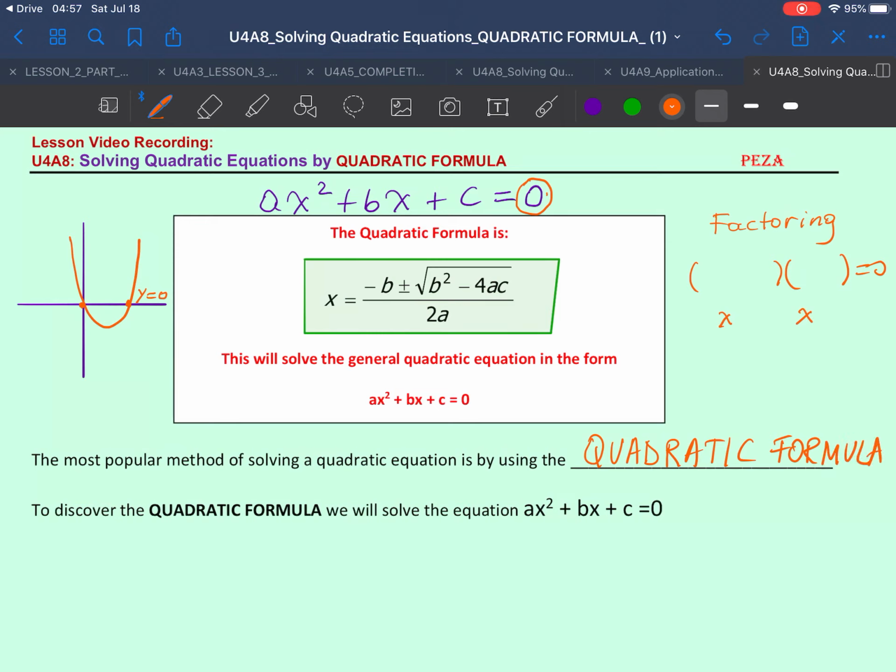All right then. So to discover the quadratic formula, we are going to solve the equation ax squared plus bx plus c equals 0. So what we are going to do together is go through the process of how this formula was discovered. So we will think like mathematicians together, but I must emphasize here that you will probably never be asked to derive the formula on your own.